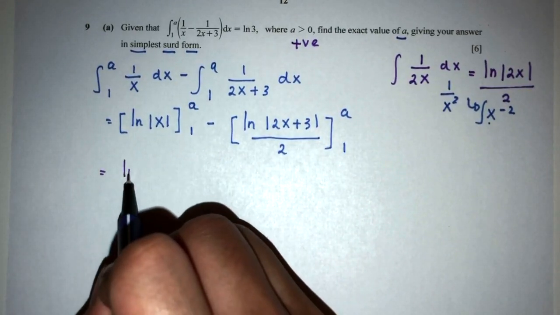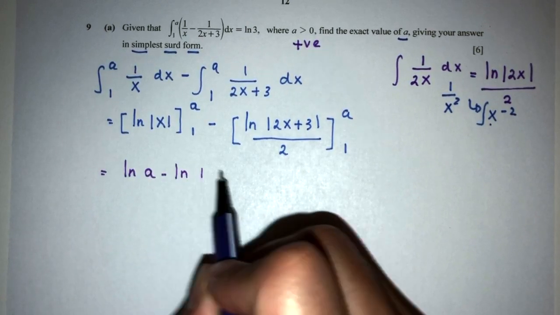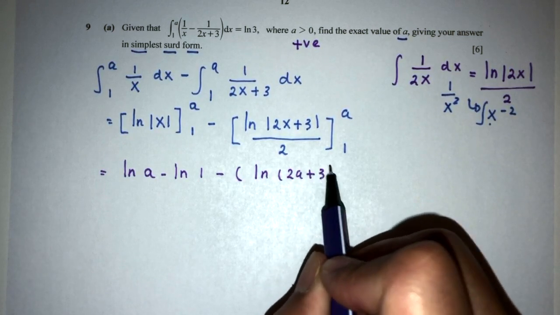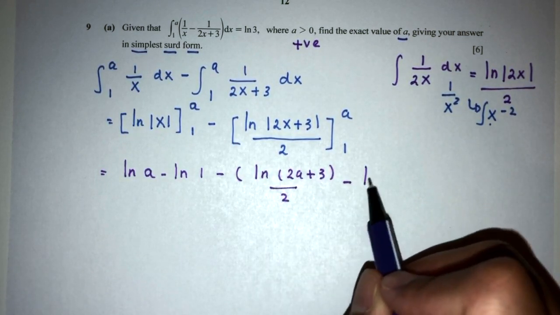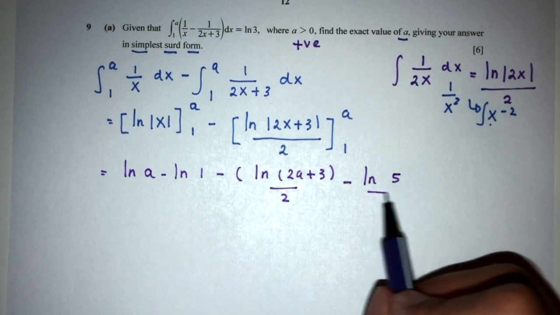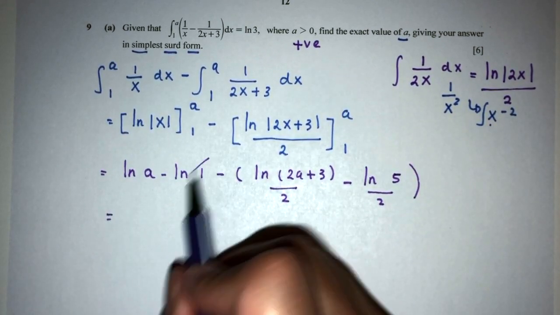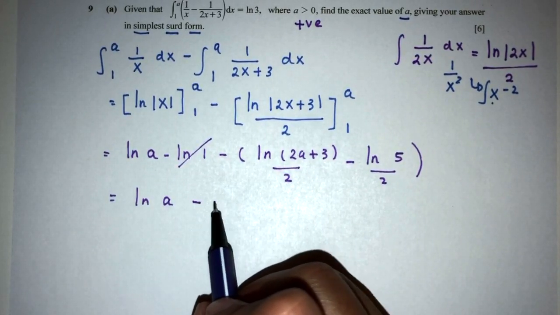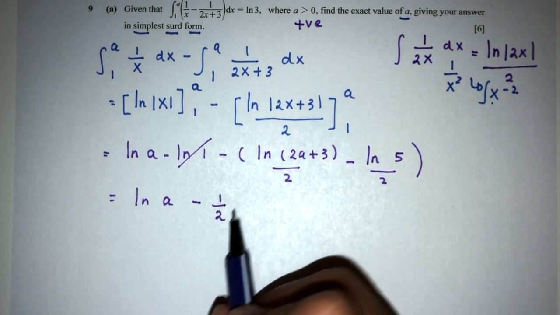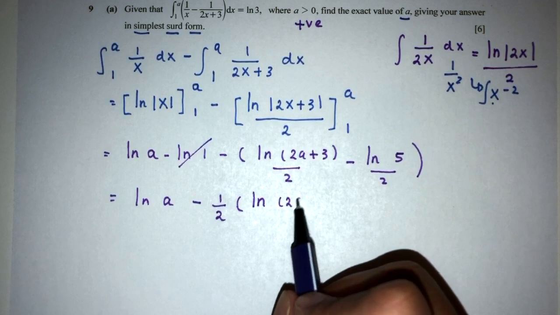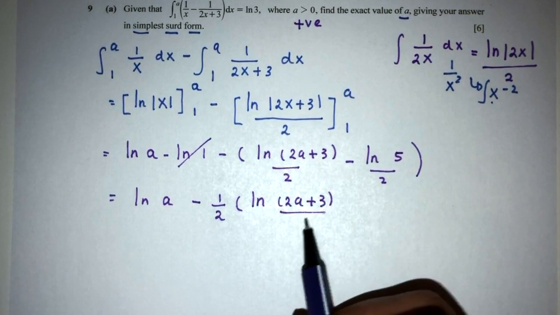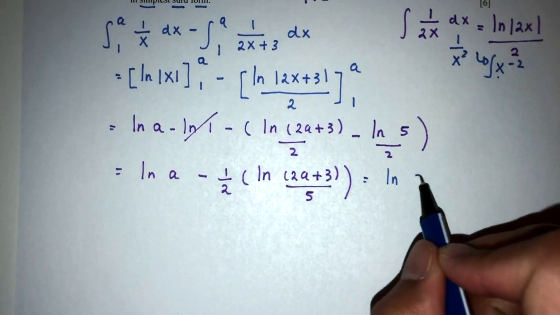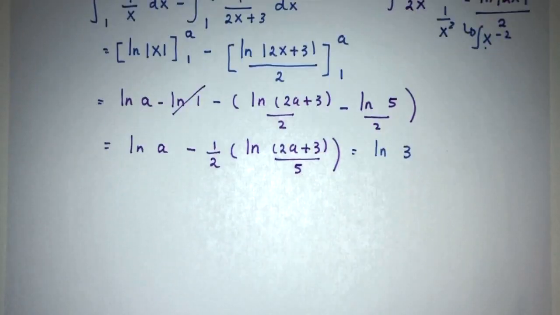That will be ln of a minus ln of 1 minus, that will be ln of 2a plus 3 over 2 minus ln of 5 over 2. That will be 0, cancel out. That will be ln of a minus, so here we can take out the value of half if you want to. That will be ln of 2a plus 3 minus divided by 5, this. Now we know this is equal to the value of ln of 3 given by the question. Now we have to solve for the value of a.